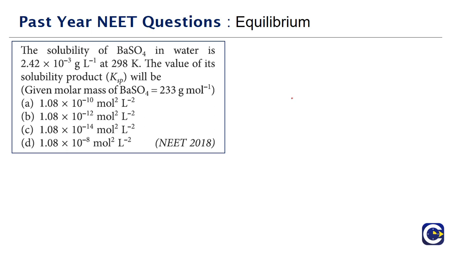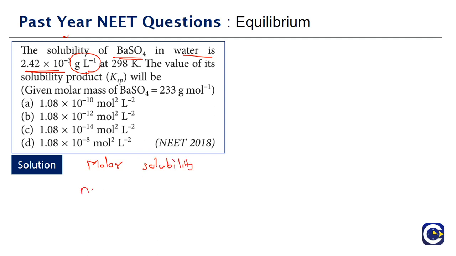This is a question that has come in the year NEET 2018. This is another question based on the solubility. The solubility of barium sulfate in water is 2.42 into 10 power minus 3 gram per liter. So just pay attention to this. Generally, whenever we say solubility, we will be talking about the molar solubility.